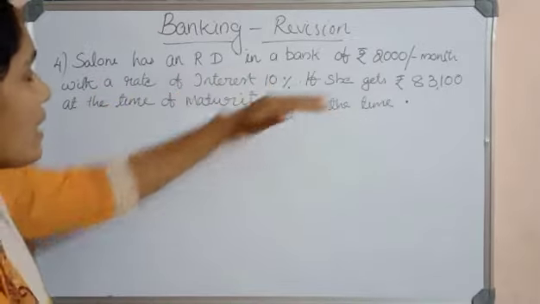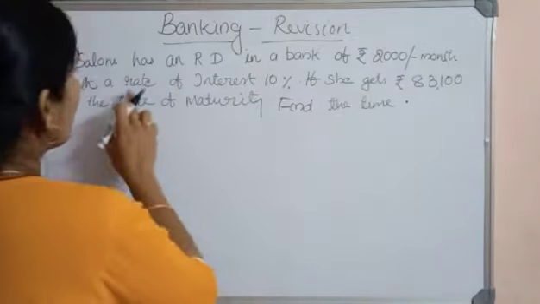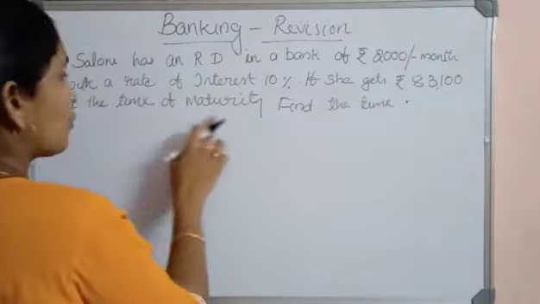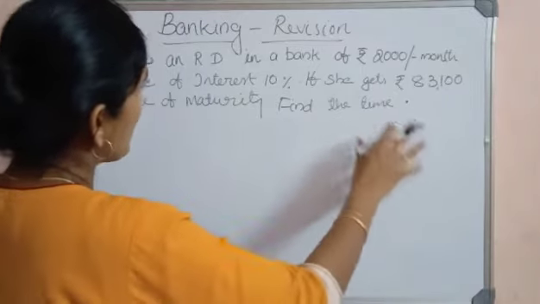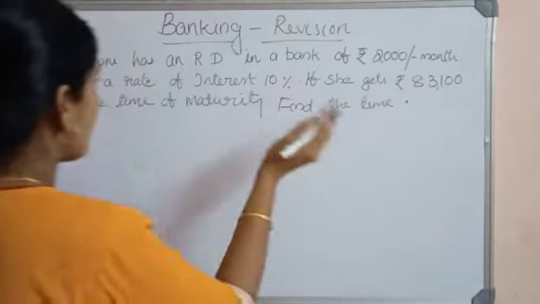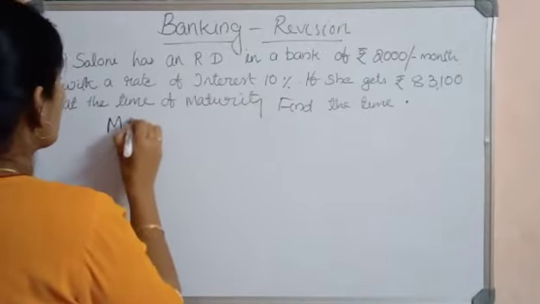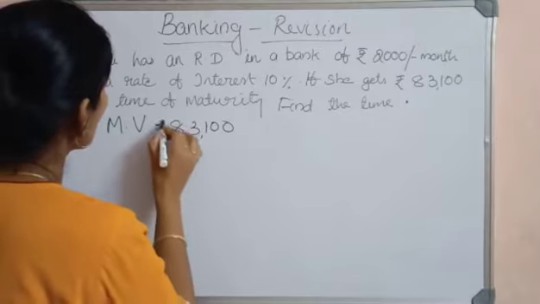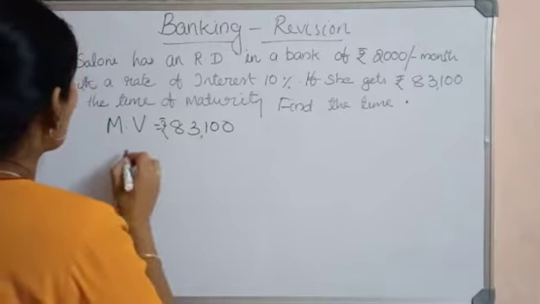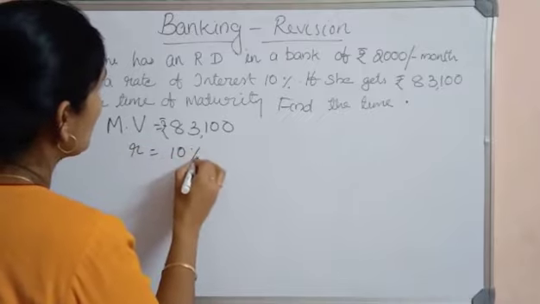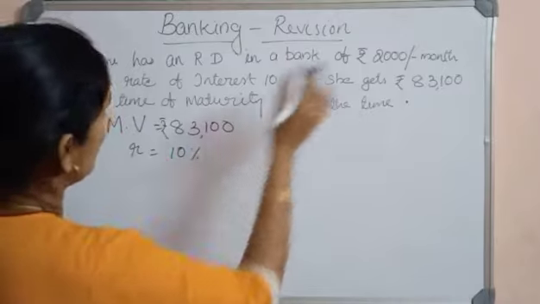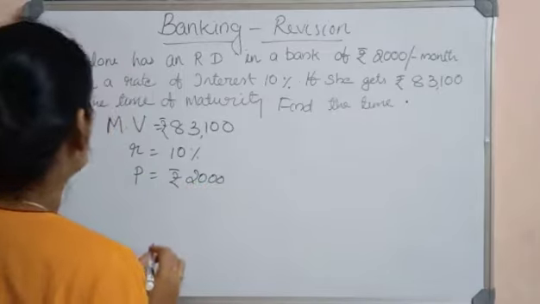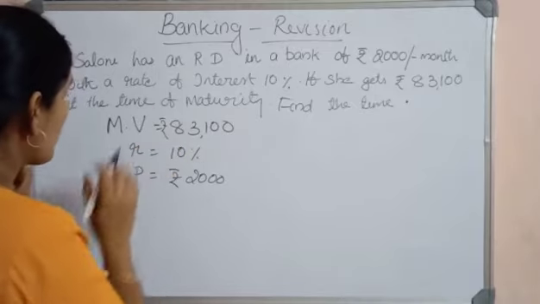Saloni has an RD in a bank of rupees 2,000 per month with the rate of interest 10%. If she gets rupees 83,100 at the time of maturity, find the time for which the account was held. So let's write all the data. First, maturity value is equal to 83,100 rupees, and the rate of interest is 10%. The principal is rupees 2,000.